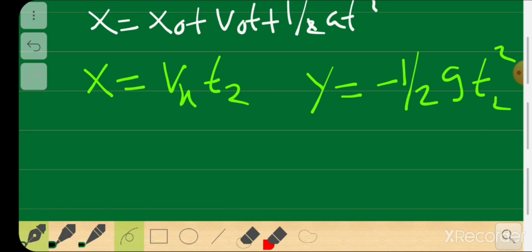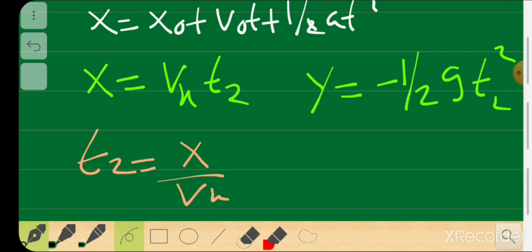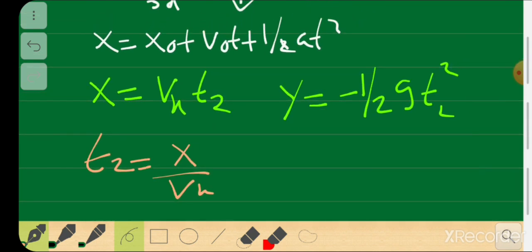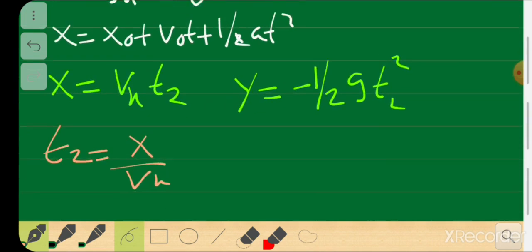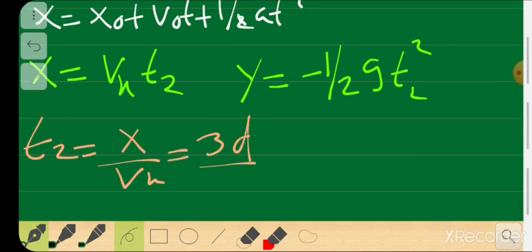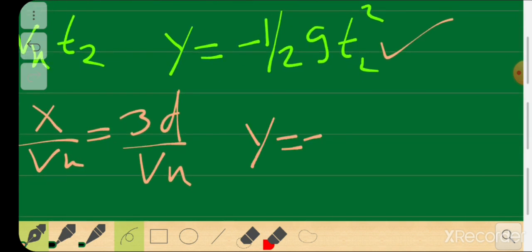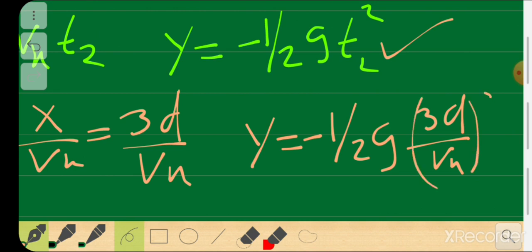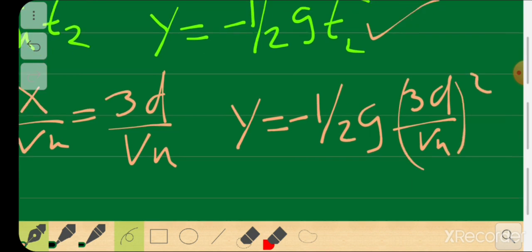So t2 will be equal to x by vx, right? So x by vx is t2. Now, if you know the x distance, which is 3d, you can substitute that, and you get 3d by vx. And for the y distance, I can substitute for t2 in this equation. So y must be equal to minus half times g times t squared, which is t2 squared, which is 3d by vx the whole square. Simple as that.